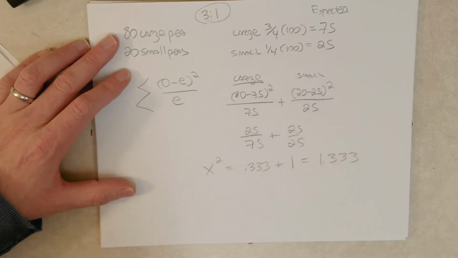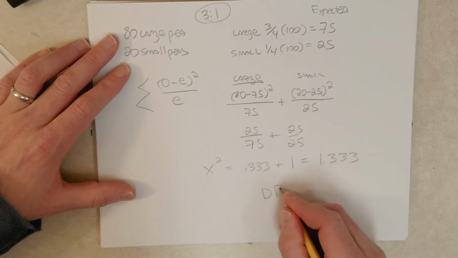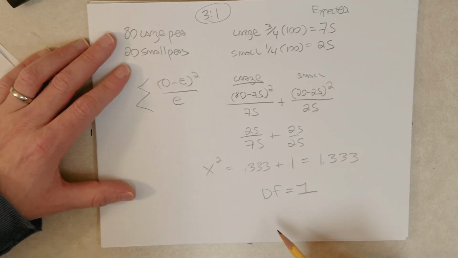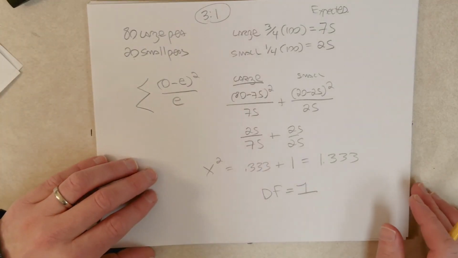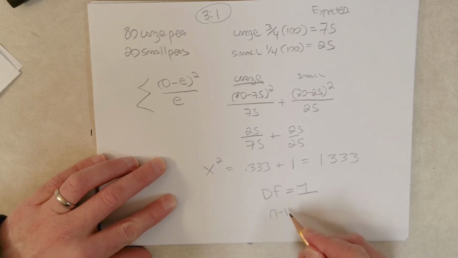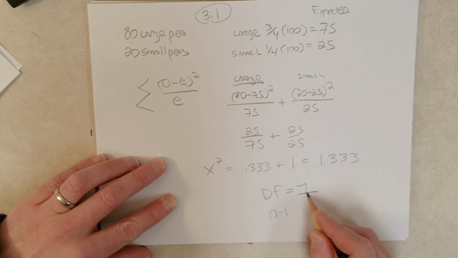Again, you don't square root it. Degrees of freedom is 1, right? Because we have 2 categories, large and small. And the formula for that is n minus 1. N is 2, n is the number of categories. 2 minus 1 is 1.